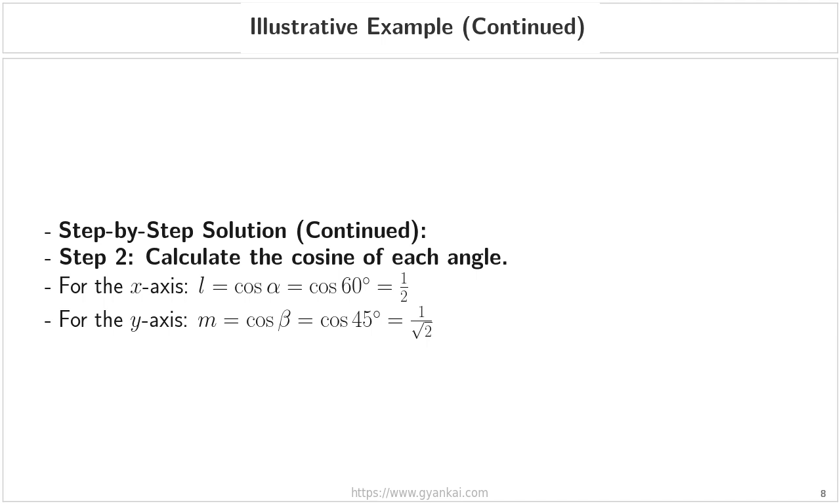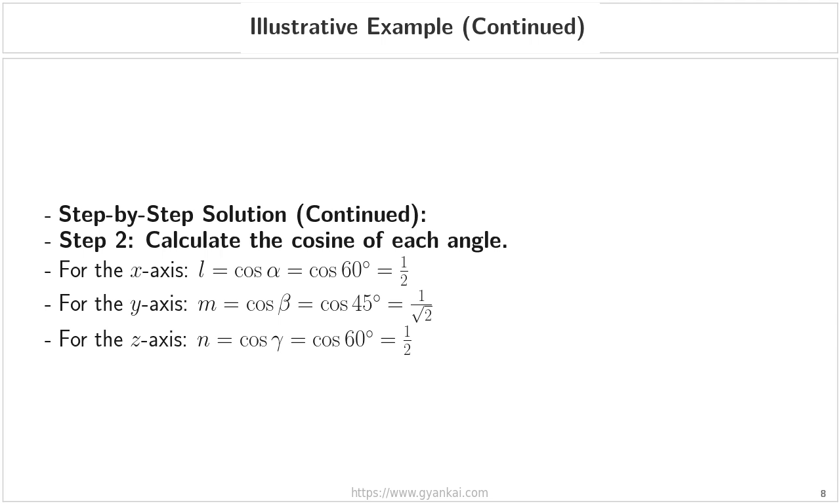Next, we move to the y-axis. We find the cosine of beta, which is the cosine of 45 degrees, resulting in 1 over the square root of 2. Finally, for the z-axis, we calculate the cosine of gamma. Since gamma is also 60 degrees, the cosine of 60 degrees is again 1/2. Once we have these three values, we will be ready to state our final set of direction cosines in the next slide.